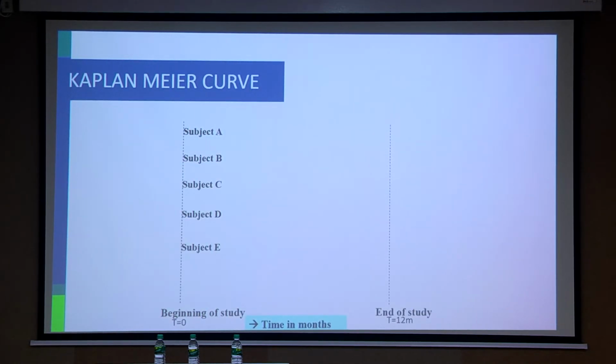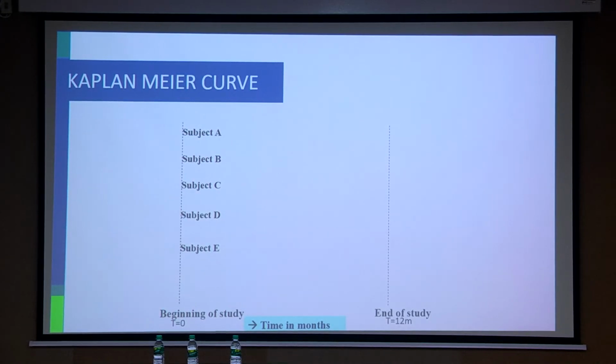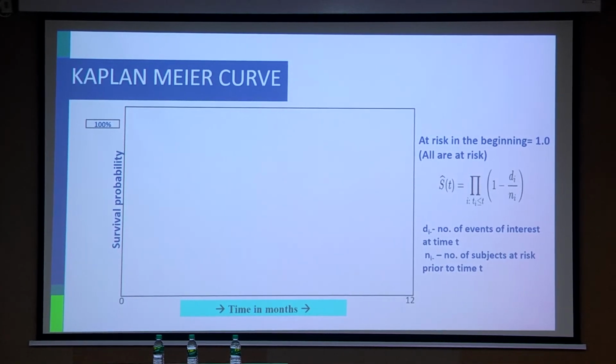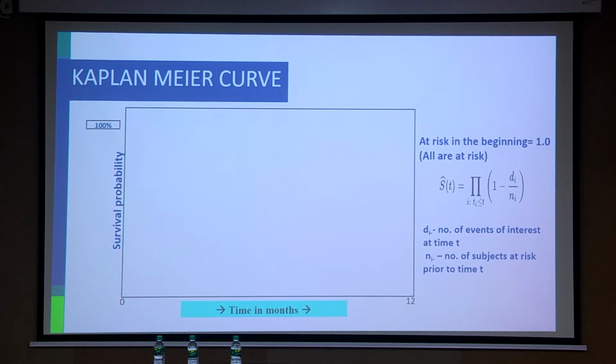Consider an example. Here we have 5 subjects. The study period starts from time 0 and the end of the study will be 12 months. How to plot the curve? On the y-axis the survival probability is plotted. In the beginning of the study, the survival probability will be 100% for all the subjects. And time in months is plotted on the x-axis in equal intervals. The survival probability is 1 minus the number of events of interest at time t divided by the number of subjects at risk prior to time t.